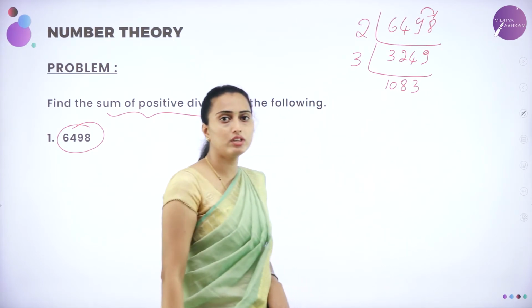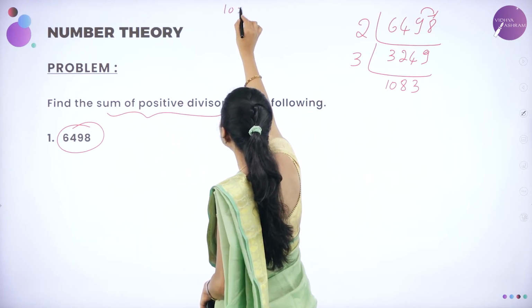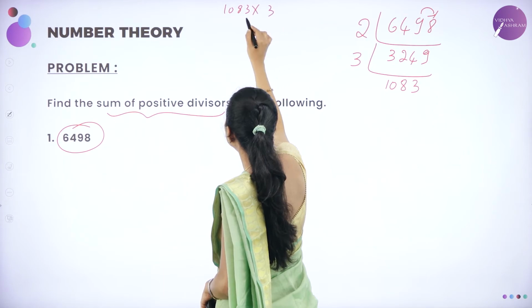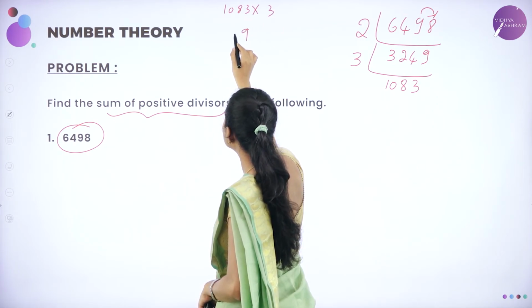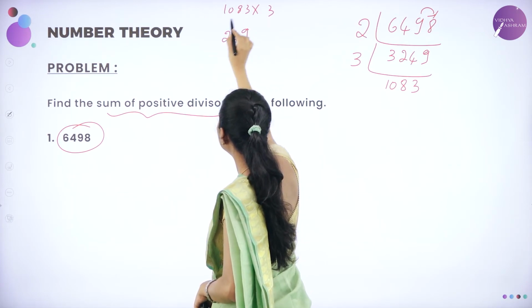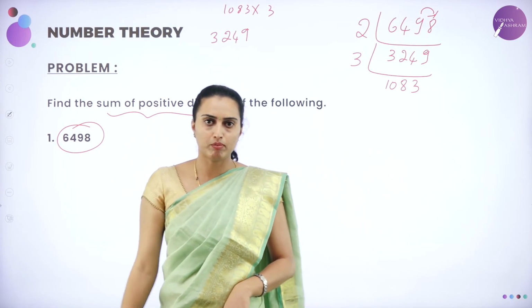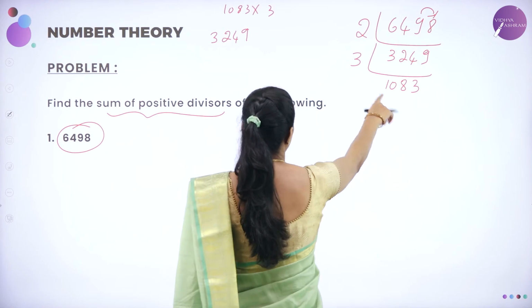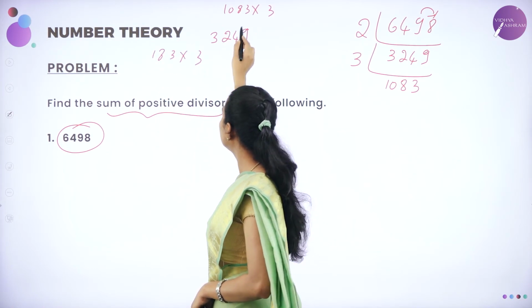Dear students, observe here what I have done. Okay. So here 1083 into 3. 3 3s are 9. 3 8s are 24, which is 4. Again 2 plus 0 is 2. Again you are going to have 3 1s are 3. It will be giving you the same number, 3249. But if you write it as 183 into 3, it will never give you this number.